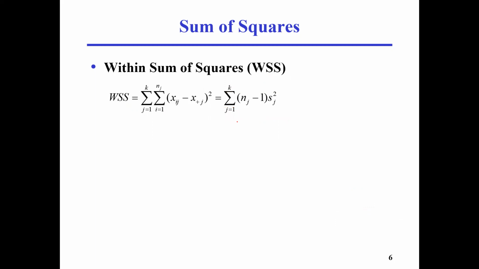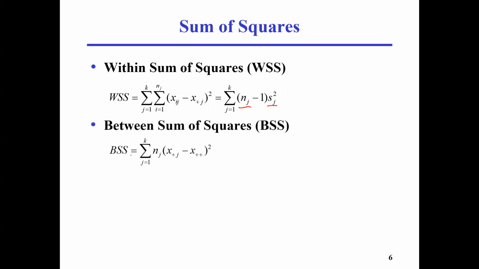So in order to calculate WSS, you need two parameters. First, the number of observations in each sample. Second, the standard deviation of each sample. Nj here represents the number of observations in a specific sample. j is the index for samples, right? And the standard deviation Sj represents the standard deviation of a specific sample.